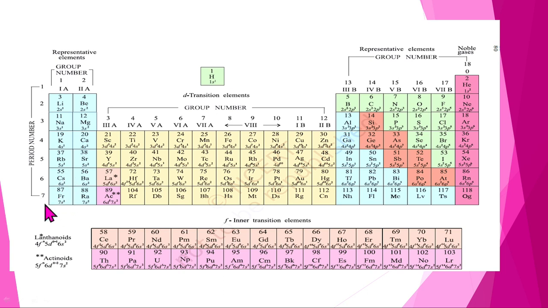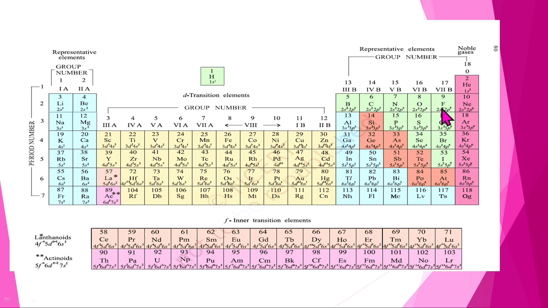Why have we not taken francium? Because francium is a radioactive element, so we do not include it in our studies. Its properties cannot be studied regularly. So cesium is the most metallic. So metallic property increases on going down the group.